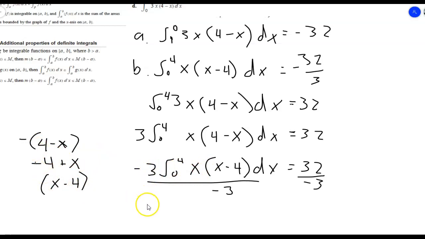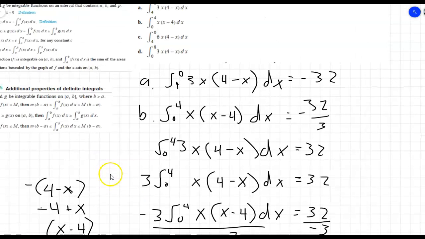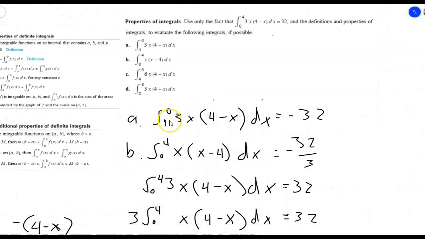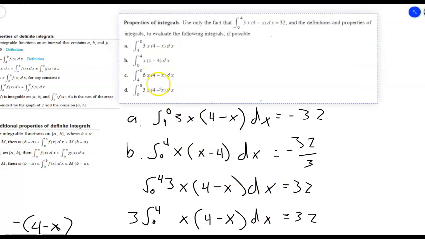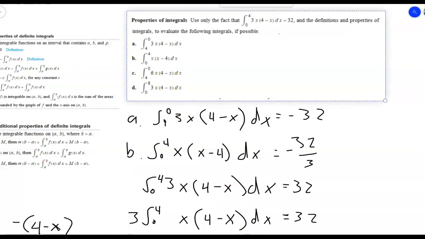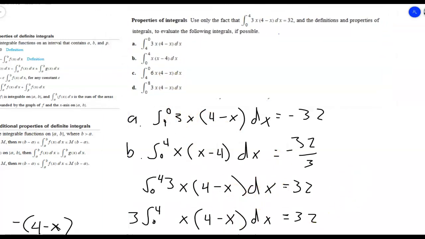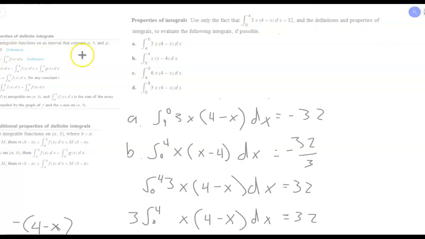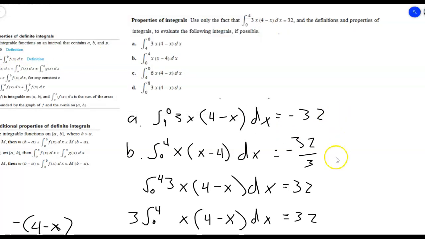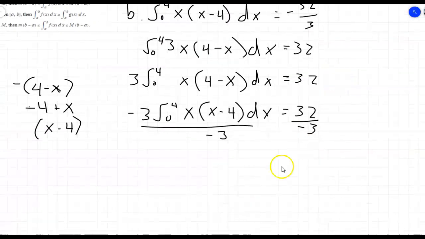All right, let's take a look at C here. C says this is going from 4 to 0 of this function right here. Let me give myself a little bit more room.